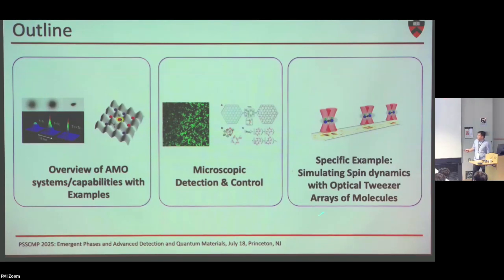And then at the very end, just for the purpose of giving you some examples of microscopic detection and control and how they can be powerful, I'll talk about something from my group that we've done recently on looking at quantum dynamics in simple interacting spin models. And the point of all of this is really to showcase some of the techniques that we have in atoms and molecules. So let's get started.